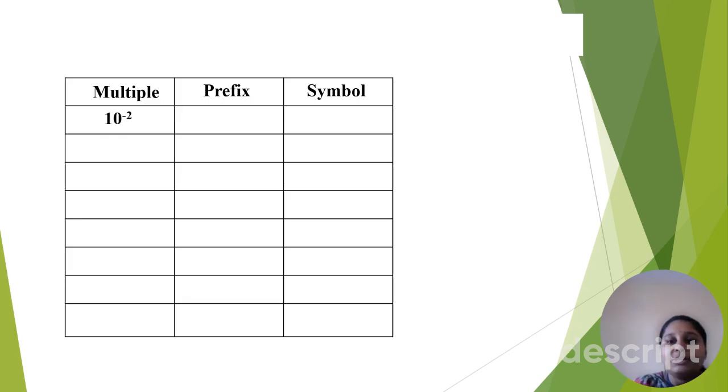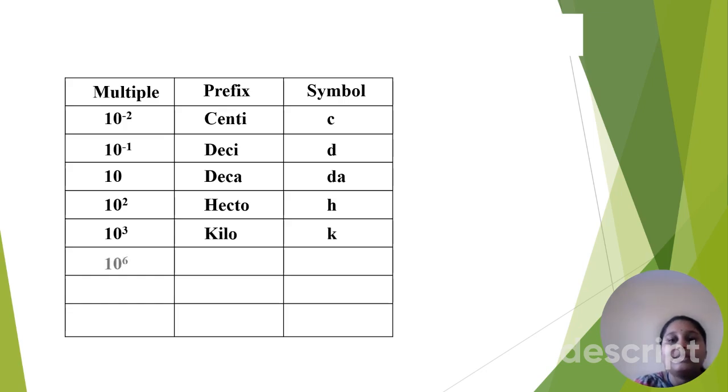So these are the different symbols which are used to represent the units in terms of powers of ten. 10 power minus 2, the prefix is centi and the symbol is c. 10 power minus 1, deci, symbol is d. 10, the prefix is deca, da, the symbol. 10 power 2, the prefix is hecto, the symbol is h. 10 power 3, the prefix is kilo, symbol is k. 10 power 6, the prefix is mega, symbol is M. 10 power 9, the prefix is giga and the symbol is G. So 10 power 12, the prefix is tera, symbol is T, capital T.